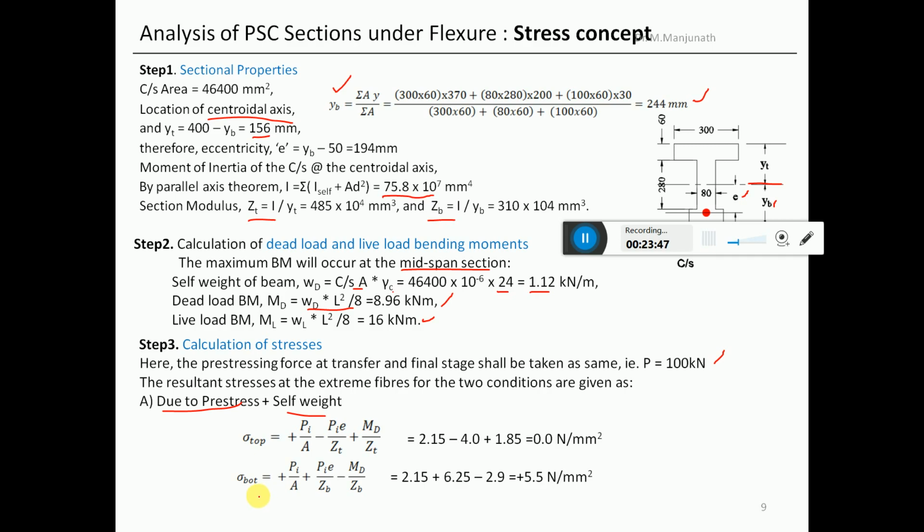So here, since there is no loss in pre-stressing force, the same value of P will be used for both the stages. So the stress due to direct pre-stress, P upon A, the stress due to the eccentricity of the pre-stress, and the stress due to the dead load are calculated, and these are the final stresses in the top and bottom fiber.